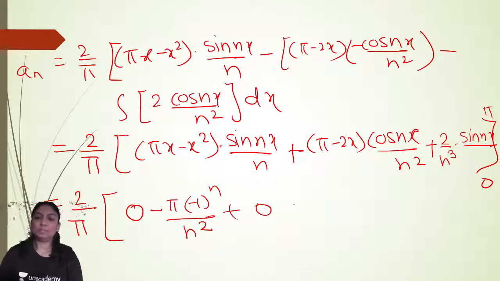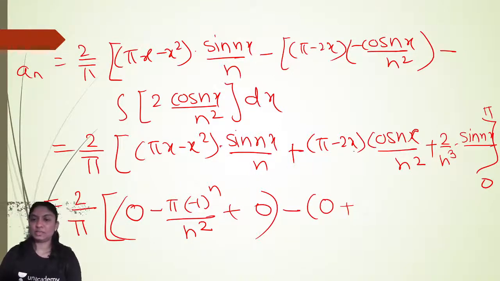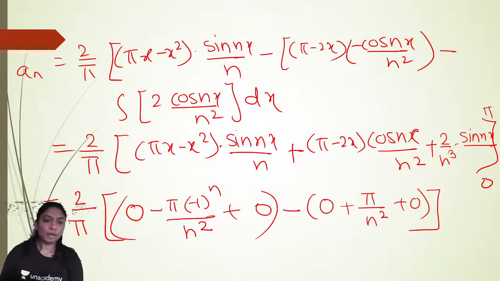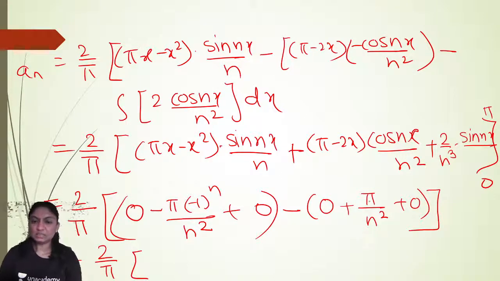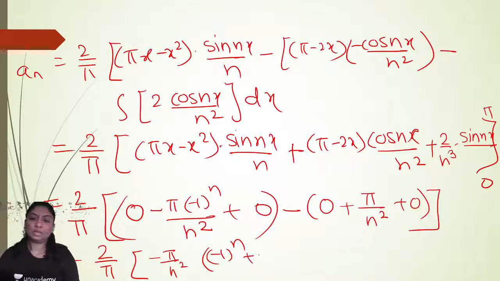Okay, now putting x is equal to 0, this will become 0, plus 2x, here x is equal to 0. So pi into cos 0 is 1, so pi by n square, and sin 0 is 0. So you will get 2 by pi into bracket minus pi upon n square minus pi upon n square. Right? So minus pi upon n square into bracket minus 1 raised to n plus 1.